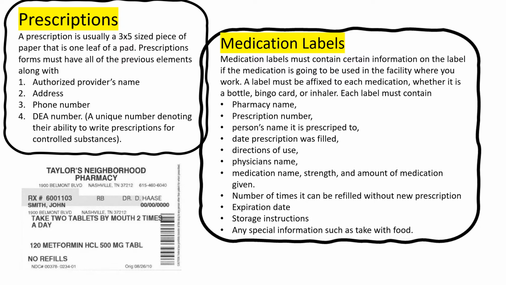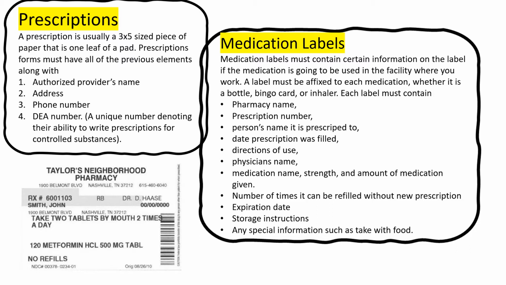So, prescriptions. A prescription is usually a 3x5 size piece of paper that is only one leaf of a pad. Prescription forms must have all of the previous elements along with the authorized provider's name, address, phone number, and a DEA number, which is a unique number denoting their ability to write prescriptions for controlled substances.